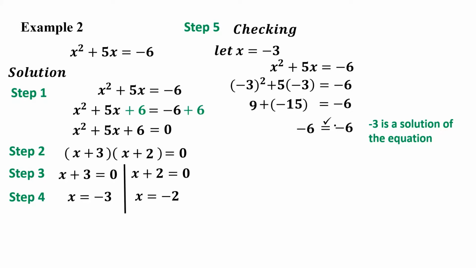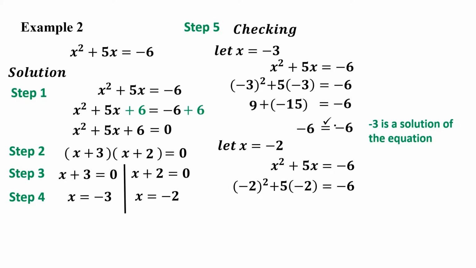Next, let us proceed to checking the other value of x, which is negative 2. First, let x be equal to negative 2. Use the given equation, which is x squared plus 5x is equal to negative 6. Next, let us substitute the value of x, which is negative 2.